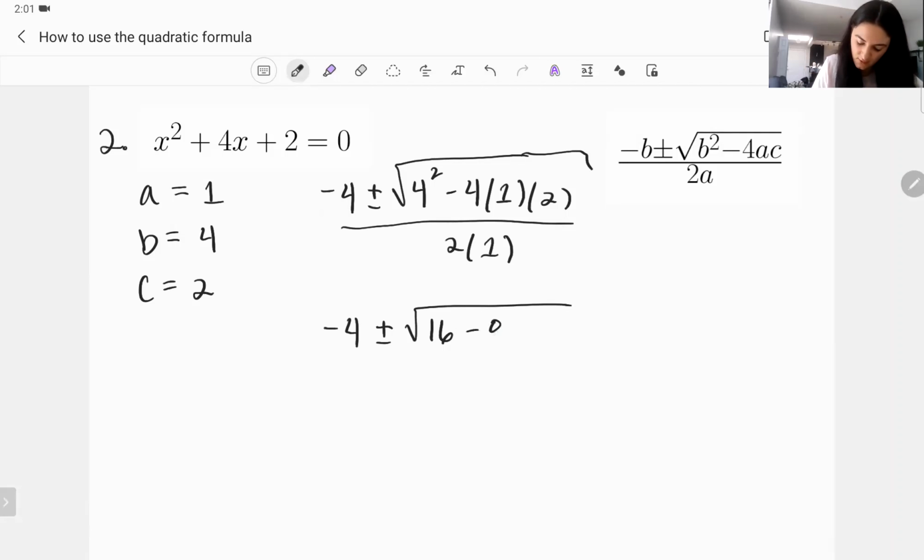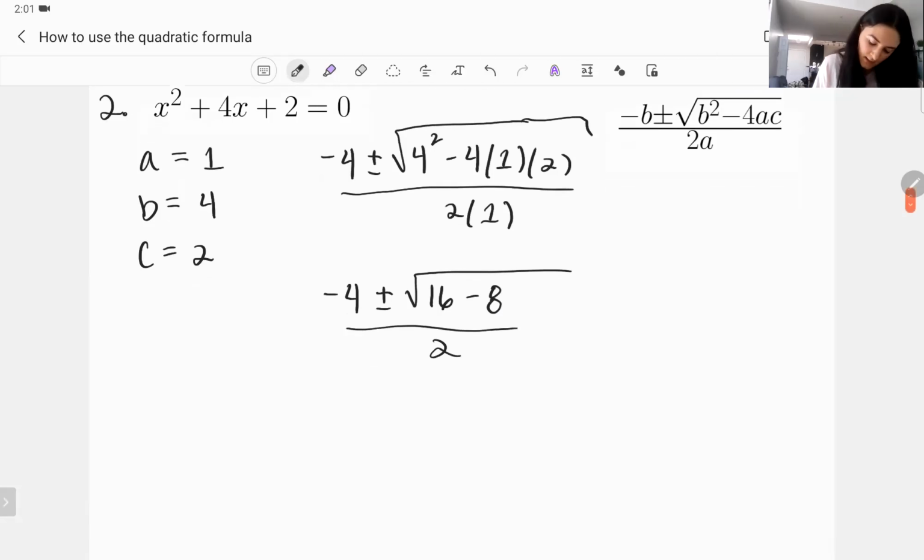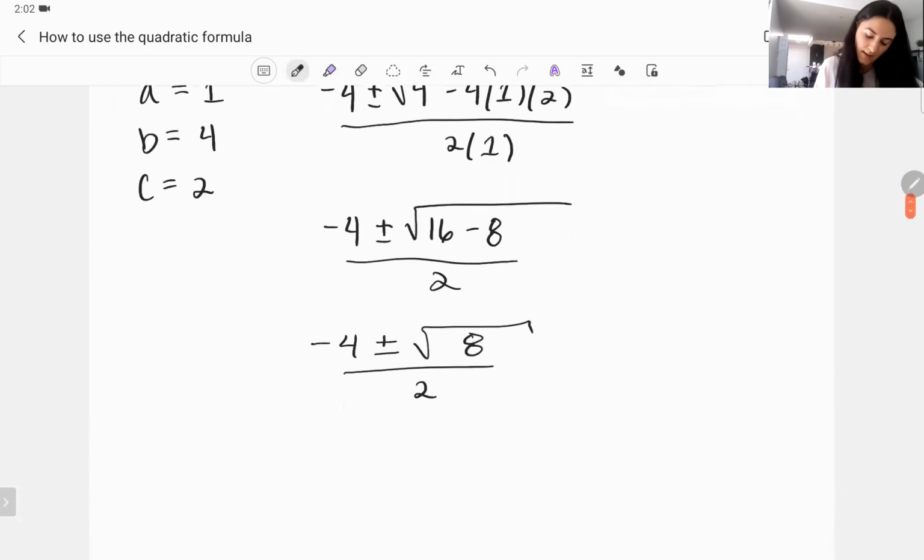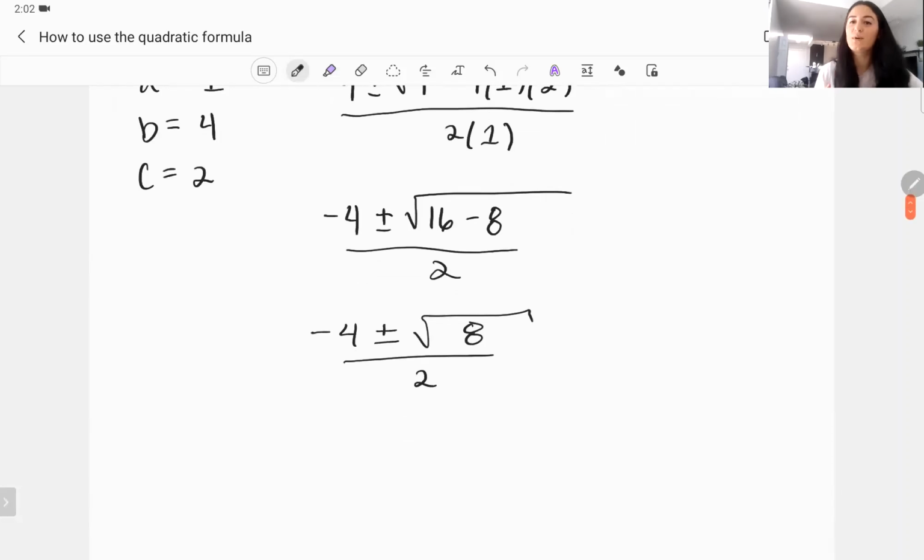So this turns into minus 8 in there. And then on the bottom, we have 2 times 1, which is the same thing as 2. Okay, now we can do some more simplifying. Minus 4 plus or minus the square root of 16 minus 8 is 8 over 2. Okay, and so now we have square root of 8.